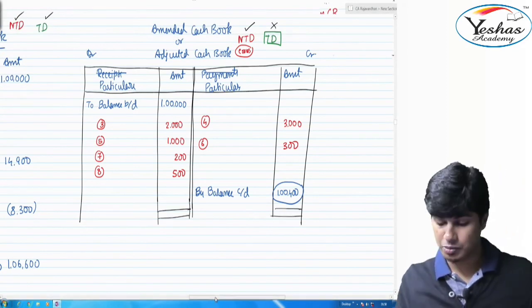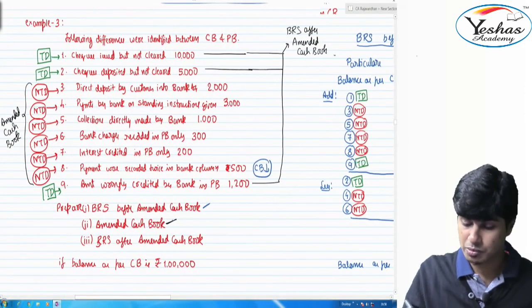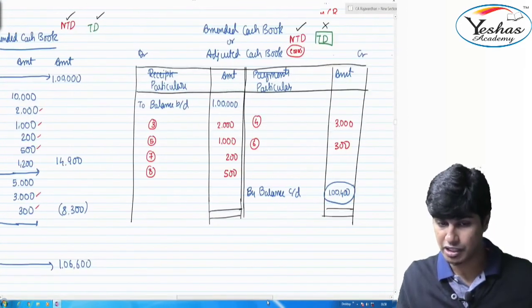This is our amended cash book. Okay, now come back to the question. We are done with amended cash book. What have they asked for next? BRS after amended cash book. Come on, let us now prepare BRS after amended cash book.